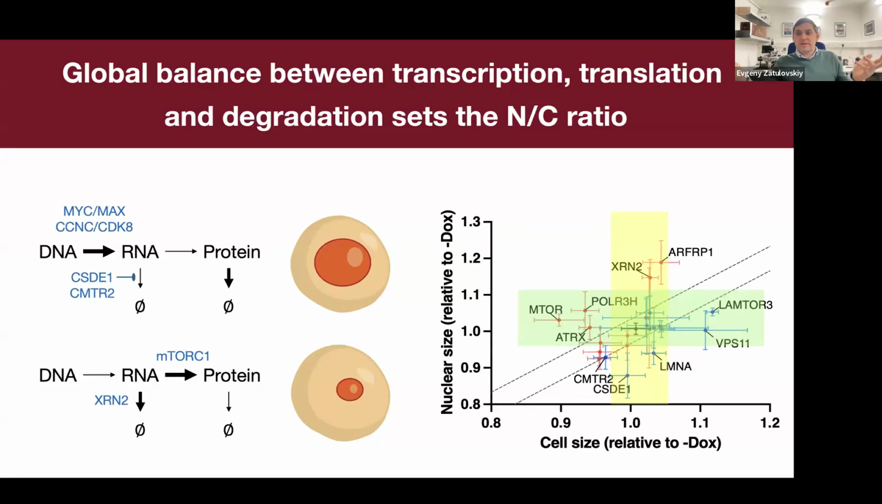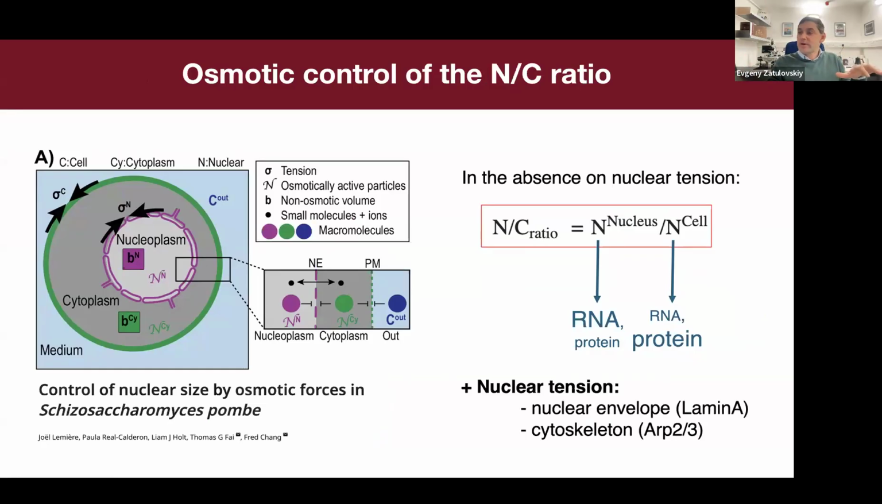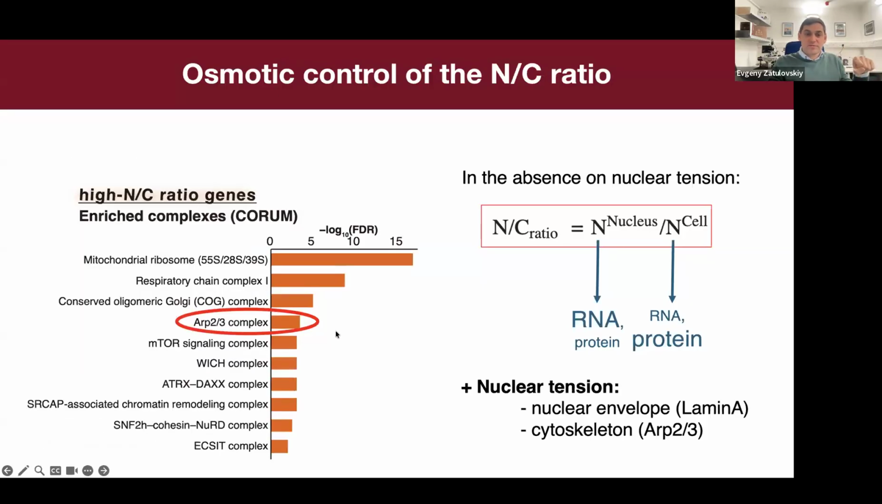And that is well reflected in our screen, where factors that can, for example, promote transcription are responsible for nuclear size enlargement, while factors that promote translation are responsible for cytoplasm enlargement. And just to make a note, this model, like I said, is in the absence of nuclear tension, but in our case, we also see factors that affect the nuclear tension, such as lamin and also cytoskeleton components. They also affect the NC ratio on top of the osmotic model. You can see this Arp2/3 complex, which is responsible for actin polymerization, is also very high on our list of nuclear size controllers.